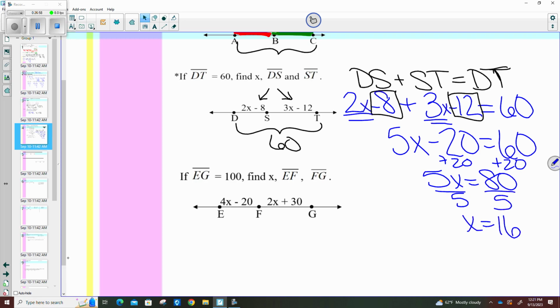Am I done? No, why not? Very nice. We got to plug it back in because it wants DS's length. So I'm taking 2 times 16 minus 8. How long is DS? 24.